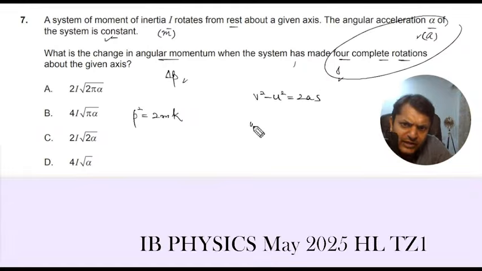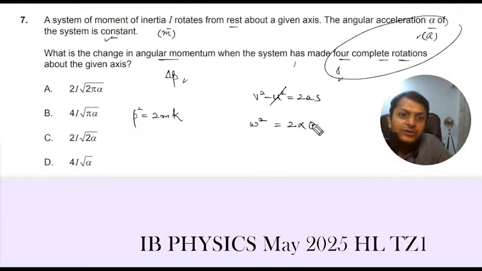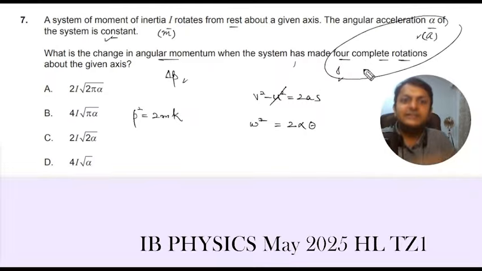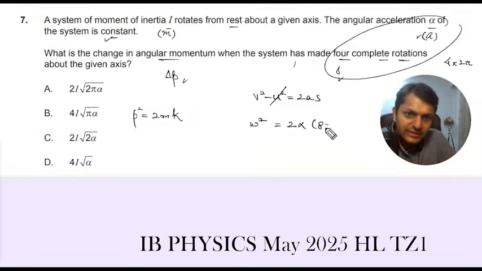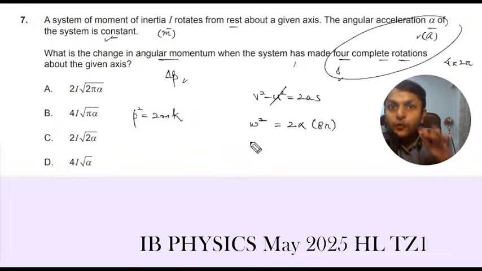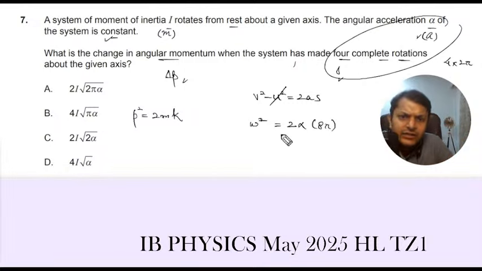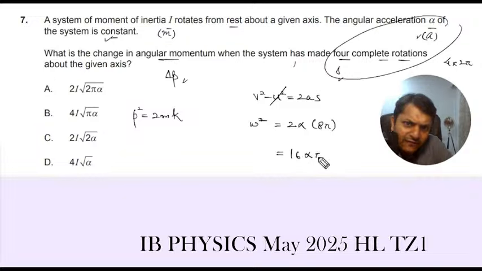So let us find the final omega with which it is moving. Initially it is at rest, so omega square is 2 alpha theta. So this displacement is theta. Displacement is given as 4 times the complete revolution. It means 4 times 2 pi, so it will be 8 pi. So theta can be substituted as 8 pi. Yes, because it is 4 times 2 pi, so it will be 8 pi. So it is 16 alpha pi, which is omega square.